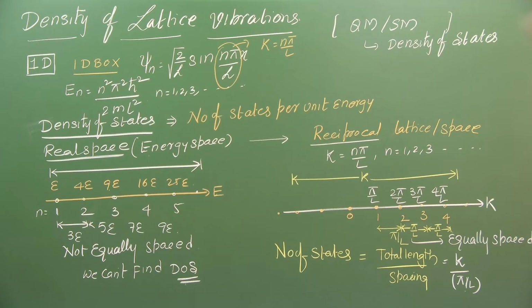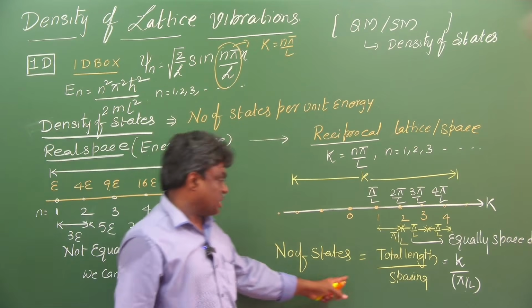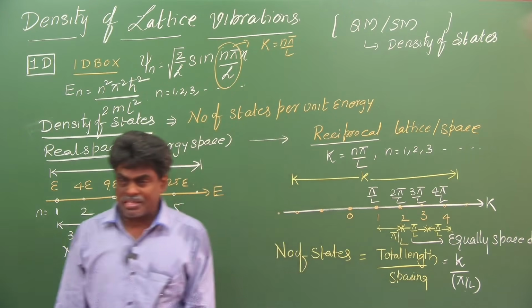The length is k and the spacing is what? Pi by L. That's why the number of points or number of states equals total length by spacing, because it is one dimension.